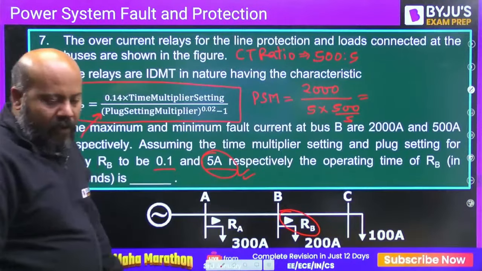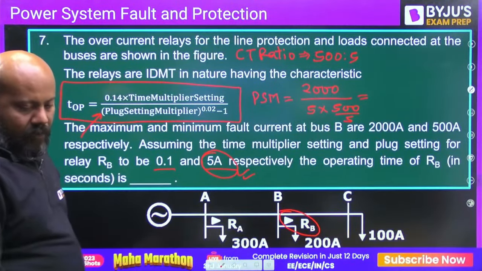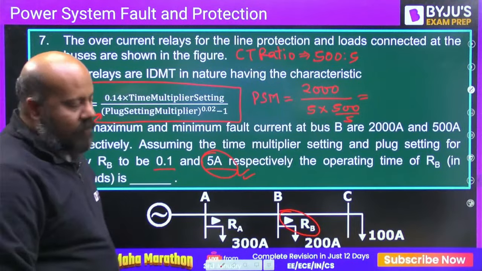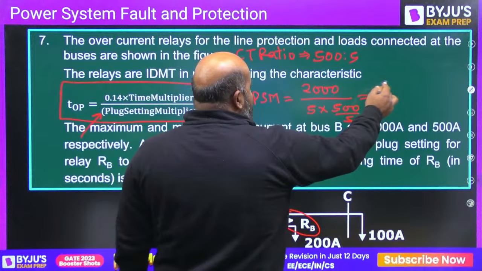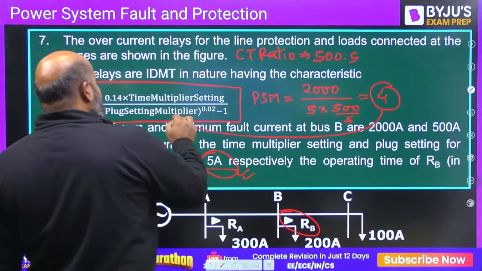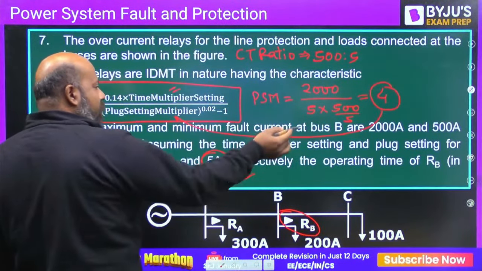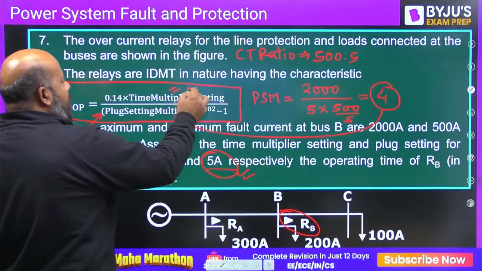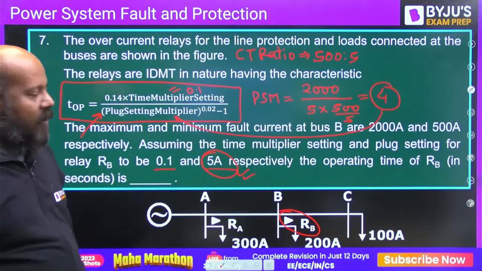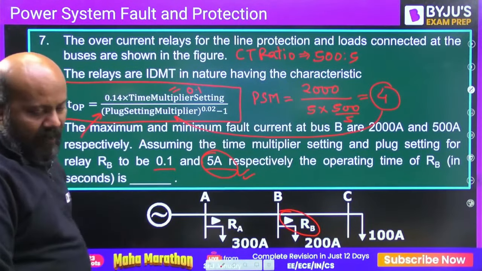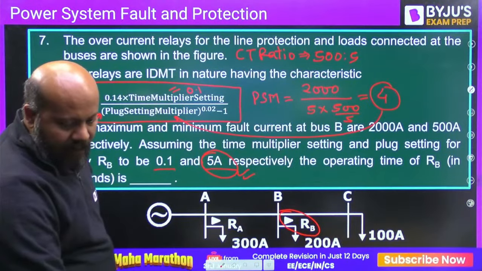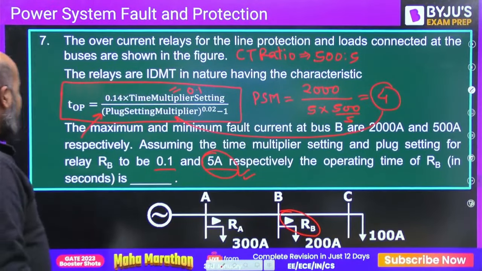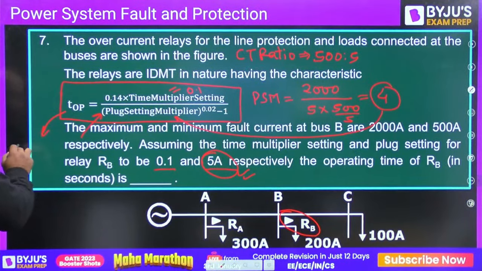So, this is going to be what? It is going to be 4. Plug setting multiplier you will be getting as 4. Just put this value of 4 here. Time multiplier setting is given. It is 0.1. Just solve this and you will be getting the time of operation, as per my reference, somewhere around 0.497 seconds.